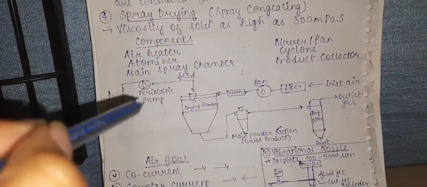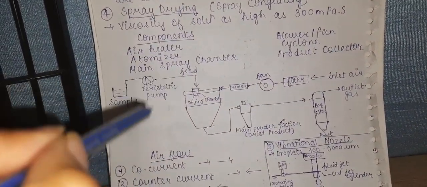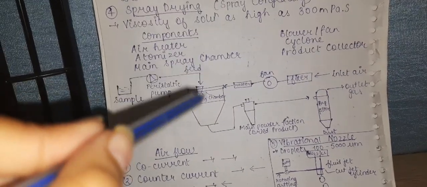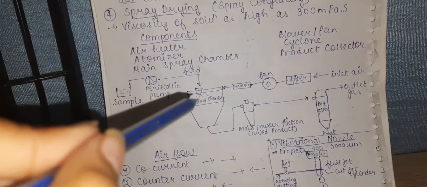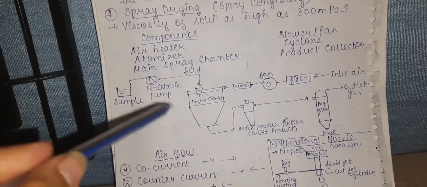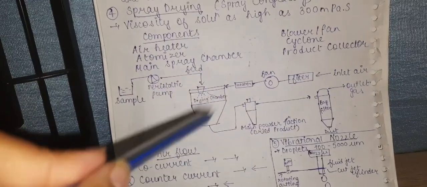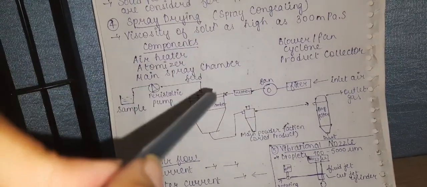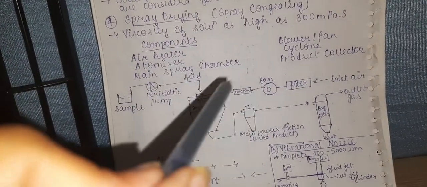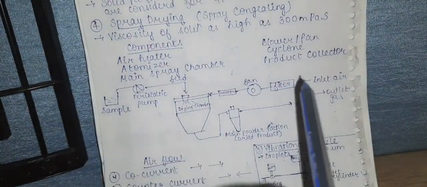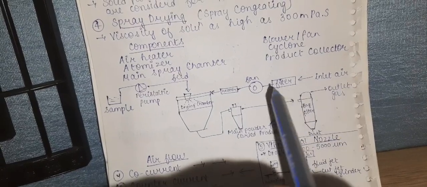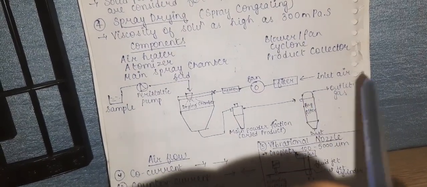Now let's understand this with the help of the diagram. So there will be your sample. It will be attached with a peristaltic pump. Then there will be a feed. Feed means from where you are putting your product inside. Now there will be first a drying chamber which will dry out the product. The drying chamber is attached with a heater, a fan and a filter. From the filter the air will go inside. So here an inlet of air will be present.